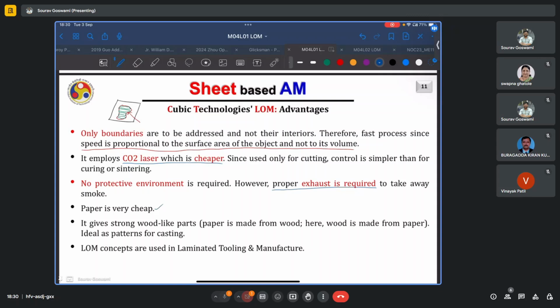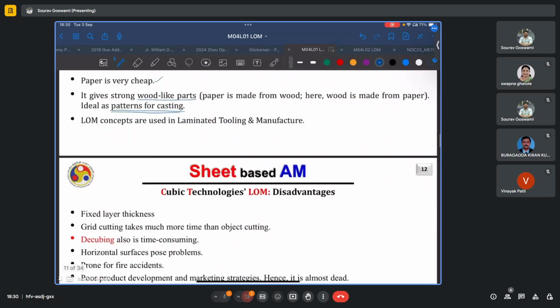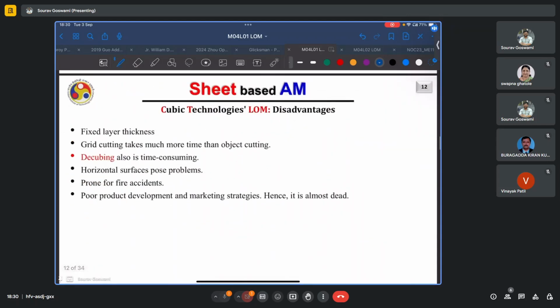And the final part does have wood-like strength. And there's this beautiful analogy where we say that typically paper is made from wood. However, using this process, we are making wood out of paper. And the parts can be used for prototyping and as patterns for casting. There are certain limitations to the process, however. One being the fixed layer thickness. So this is simply equal to the thickness of the sheet.